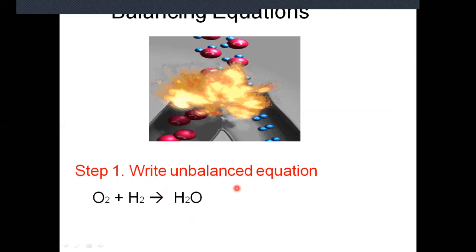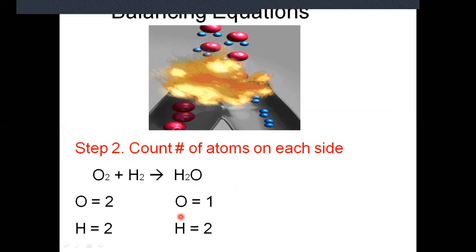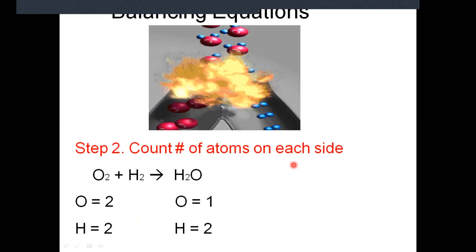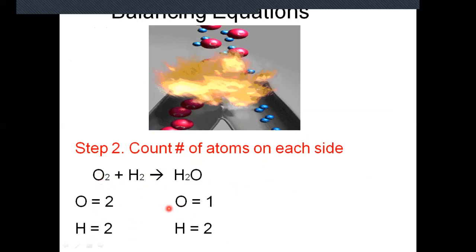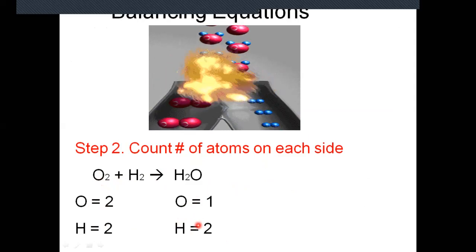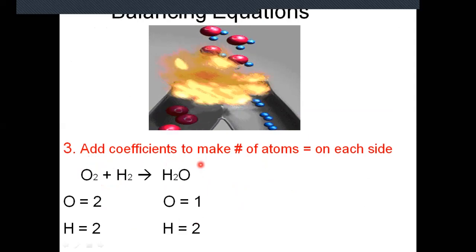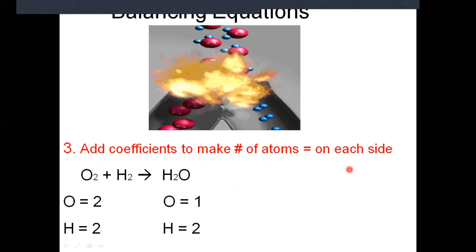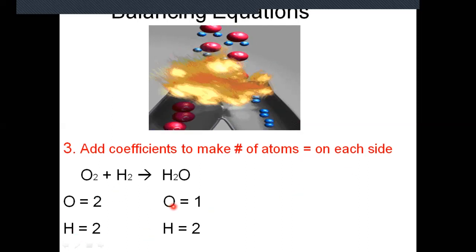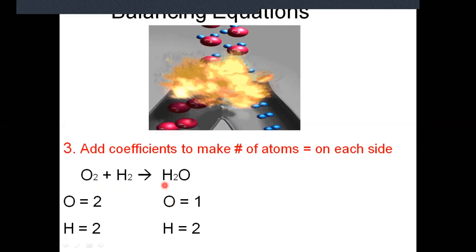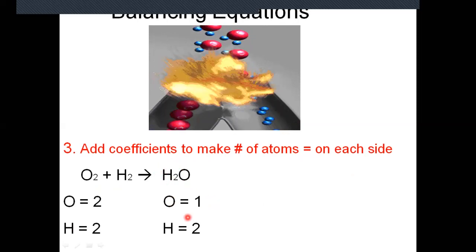First of all, step 1, write an unbalanced chemical equation. An unbalanced chemical equation is written here. Then step 2, count the number of atoms on each side. So there are 2 oxygen atoms and 2 hydrogen atoms on the reactant side, while on the product side there is 1 oxygen atom and 2 hydrogen atoms. Step 3, add coefficients to make the number of atoms equal on each side. So to balance oxygen atoms, we need to multiply the product by 2.